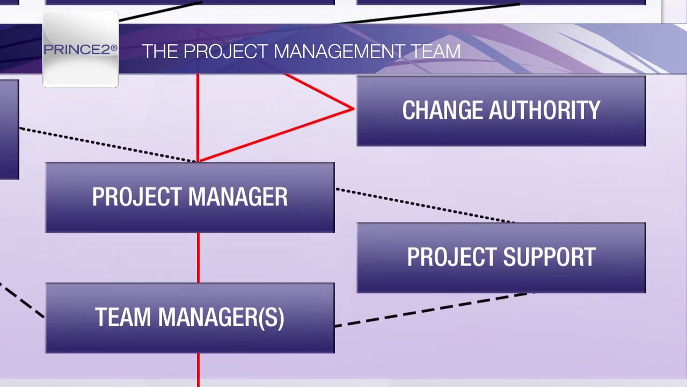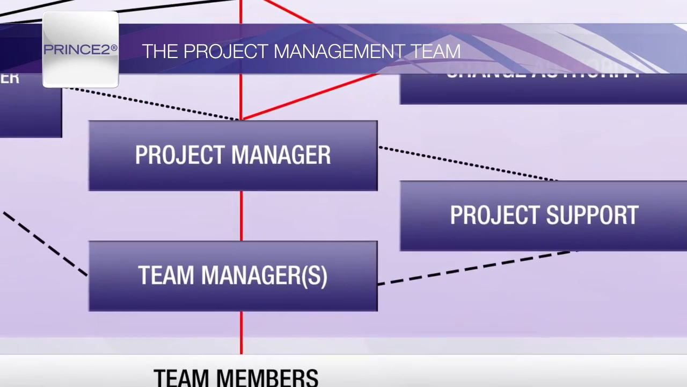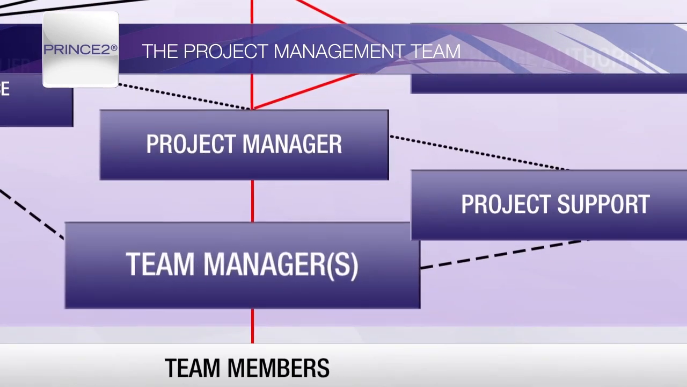Project support will be provided where the project board believes it to be necessary and appropriate. Project support will report to the project manager and will provide administrative support. If separate project support is not deemed necessary, then being responsible for it, the project manager will take on the role. The use of separate people as team managers is optional.